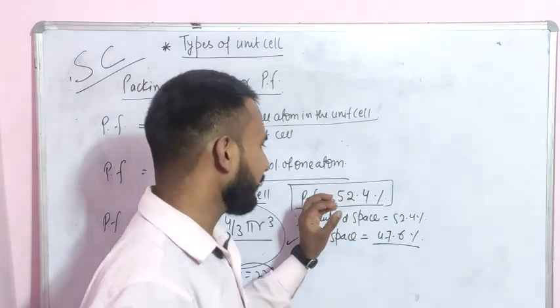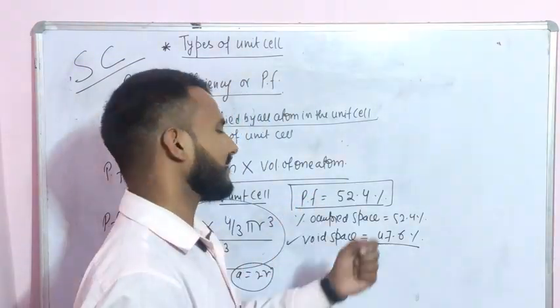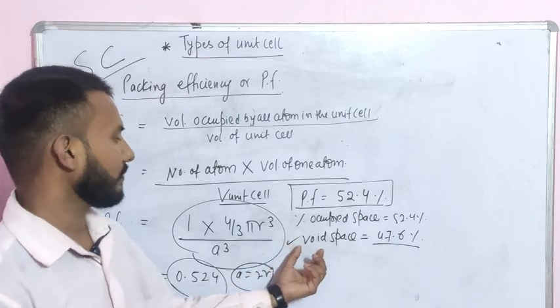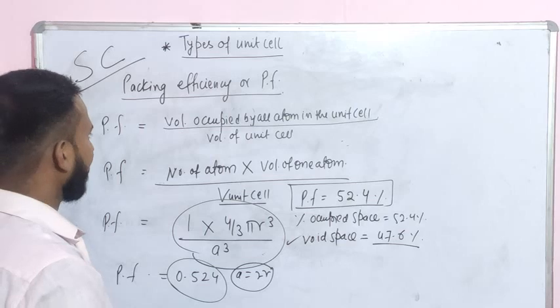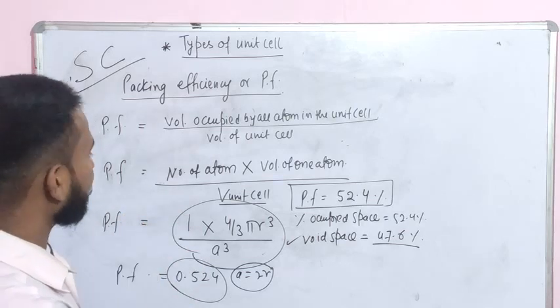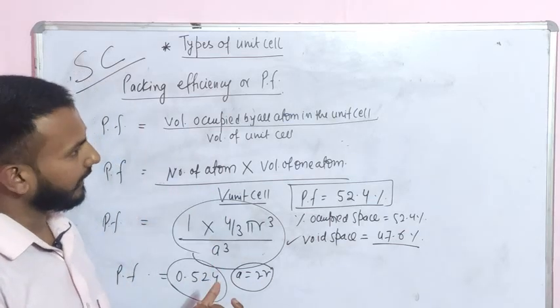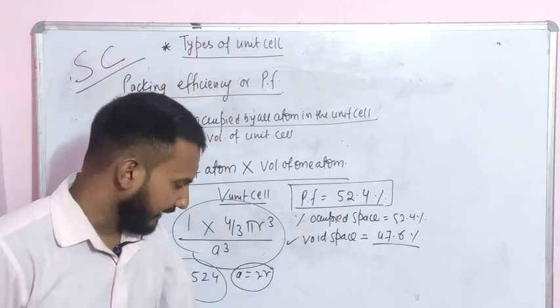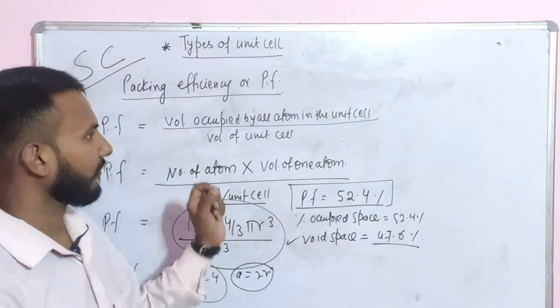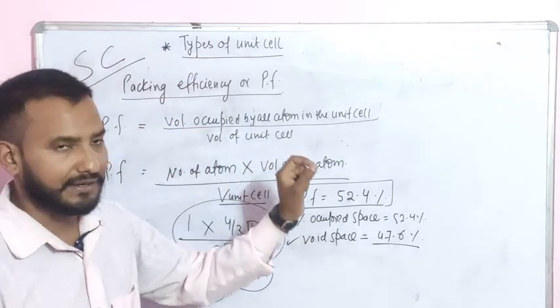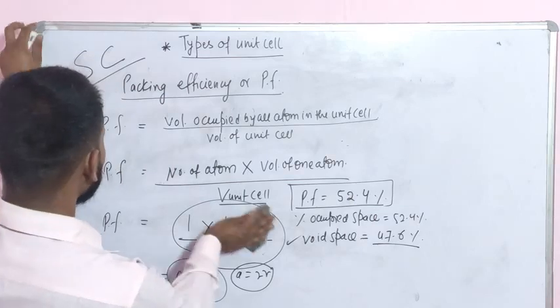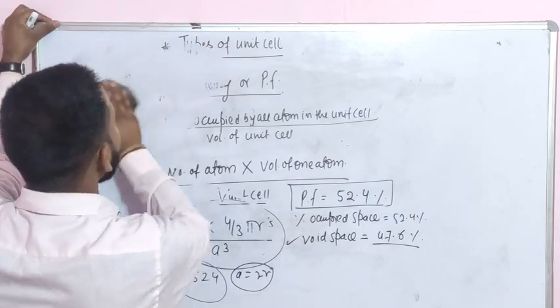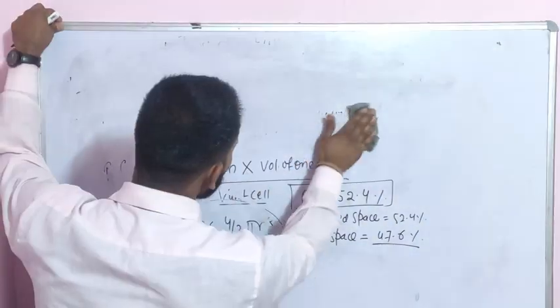So in this way we can calculate the packing efficiency or packing fraction, and we can also calculate the void space. This is a simple method by which we can calculate the packing efficiency, packing fraction, coordination number, and the relation between A and R. Similarly we will deal with the next structures like body centered and face centered. But before winding up this lecture, I am going to discuss some important problems which you will face after having the description or some basic idea about the unit cells.